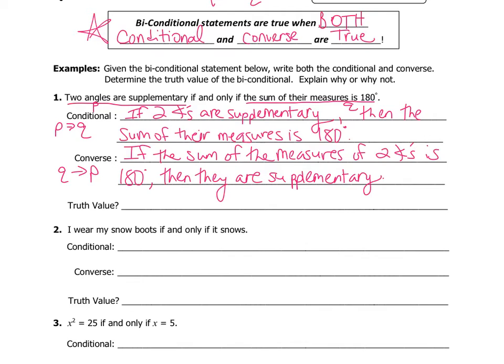When you need to determine the truth value of our biconditional statement, we need to know if the individual statements are true. So if two angles are supplementary, then the sum of their measures is 180 degrees. Is that always true? Yes, that will always be true, so that statement is true. For the next one, we have if the sum of the measures of two angles is 180 degrees, then they are supplementary. And that would always be true as well. No matter where those angles are located, if the sum of them is 180 degrees, then those would be considered supplementary. Because both of our statements are true, that means that the biconditional statement will also be true.